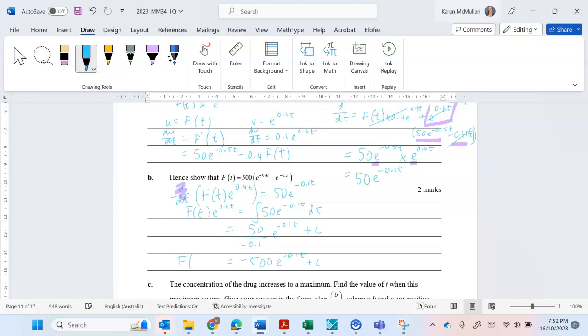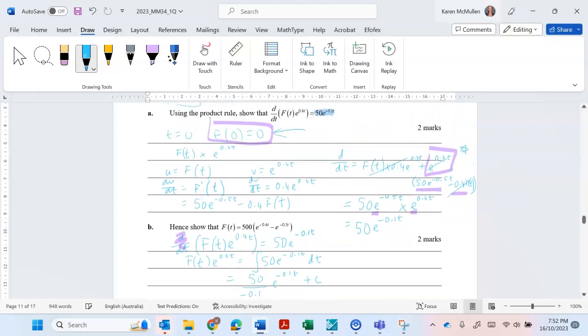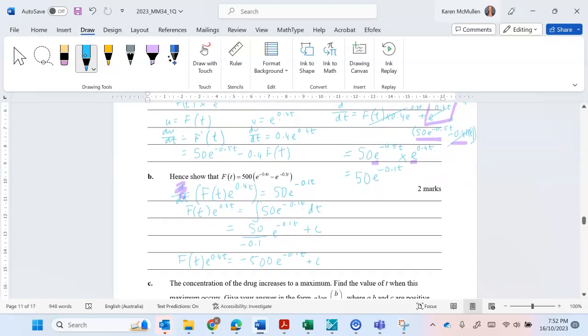And then we get f of t e to the 0.4t. Now, we've got to work out the value of c. All right, and this is where this part comes in handy. So f of 0 equals 0. So if t is 0, that means your left-hand side is going to be 0, and then negative 500 e to the 0 plus c. So e to the power of 0, anything to the power of 0 is 1, so that makes c equals 500, and we're definitely going to run out of room here.